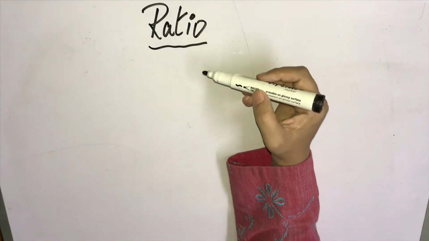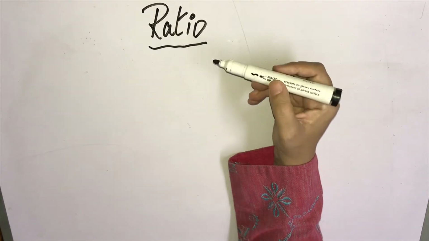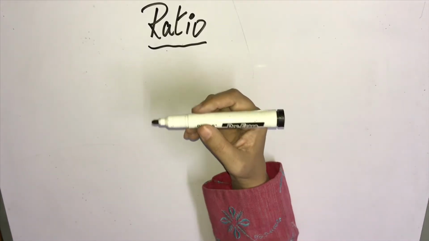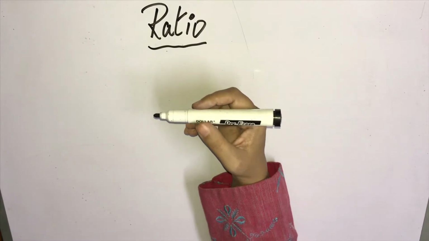The topic for today is ratio. Ratio is comparison of like quantities measured in like units. We usually give our answer in the simplest form and our answer should be in whole numbers.